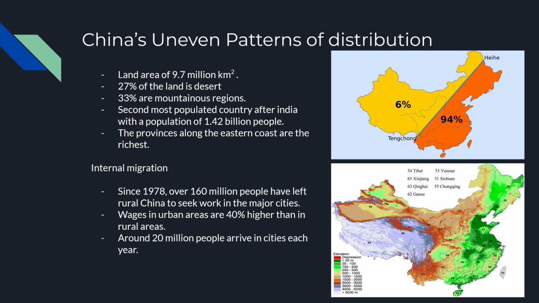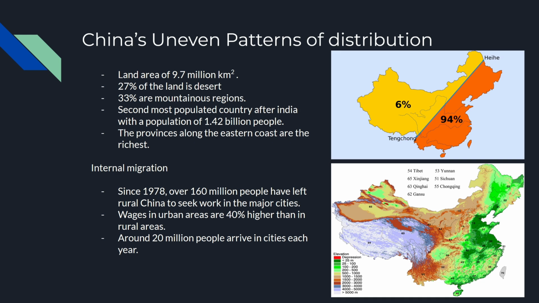94% of the population live to the right of this line, and only 6% live to the left. So it runs along here. 94% of people live here. And if you look at the other map, if you compare them, you can actually see why it makes sense. This is very flat land close to this coast with very little elevation, whereas this is very high land with a lot of mountains, and this is mainly desert here on this northern part of China, and so most people tend to live in the east. The eastern provinces are therefore the richest as well.